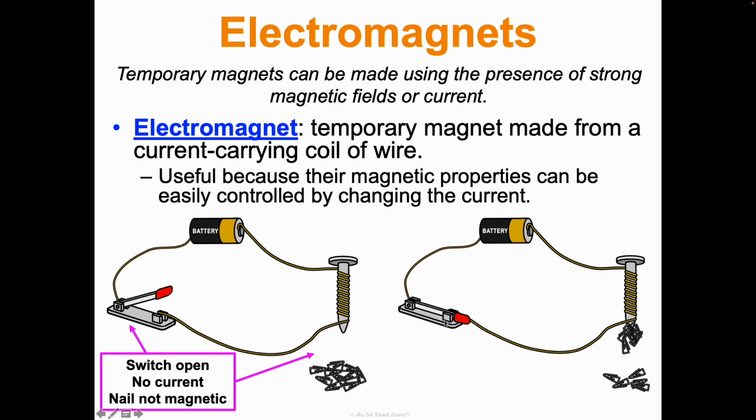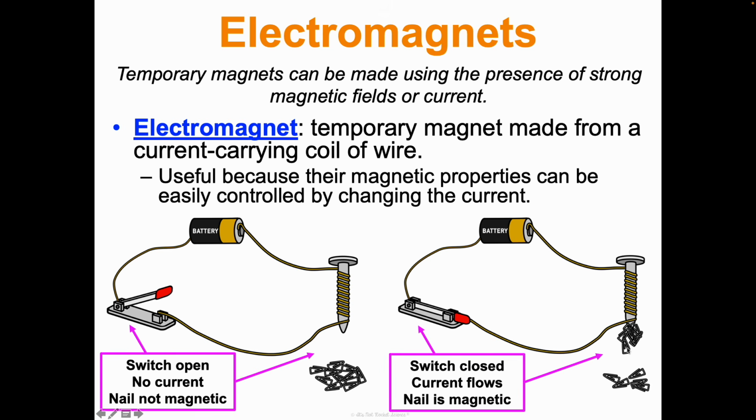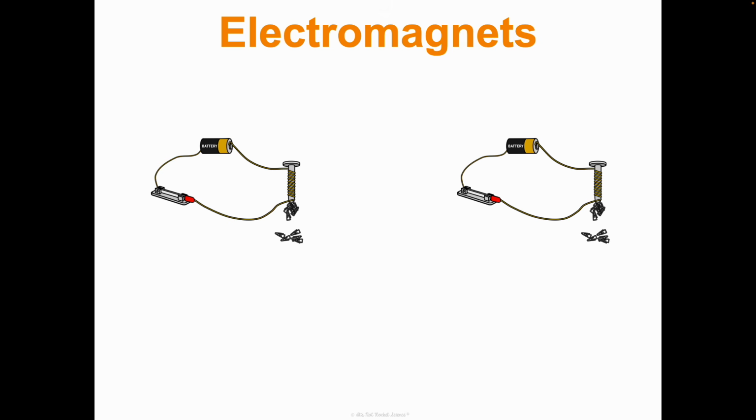Now, if I close that switch though, notice now it's a closed pathway, it's a circuit, current can flow through it. And because current can flow through, it can make this non-magnetic object act magnetic with this current carrying coil wire wrapped around it, and it can then attract those paper clips and have magnetic properties. Pretty cool.